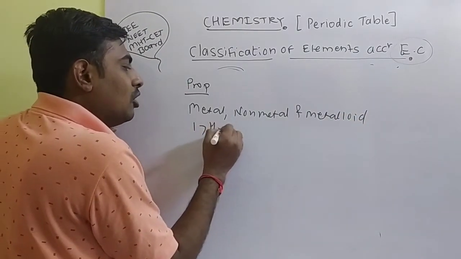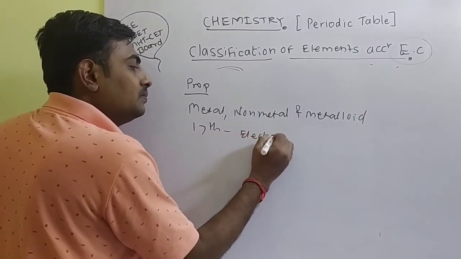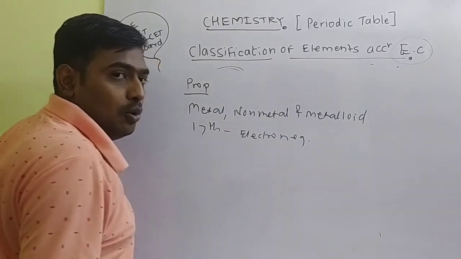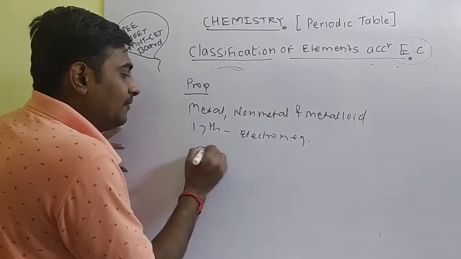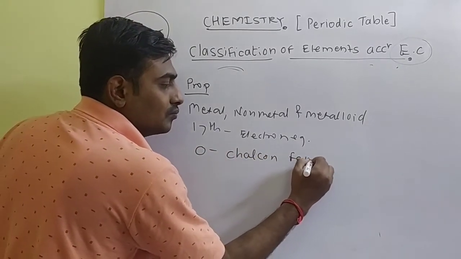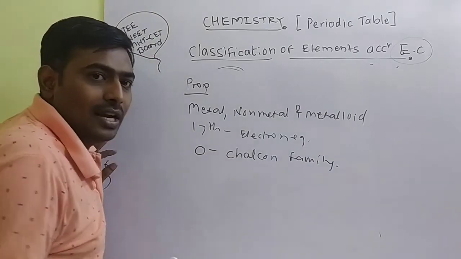Group 17 is called the electronegative group. So fluorine, chlorine, bromine, and iodine are the electronegative group in the periodic table. Oxygen family is called the chalcogen family.